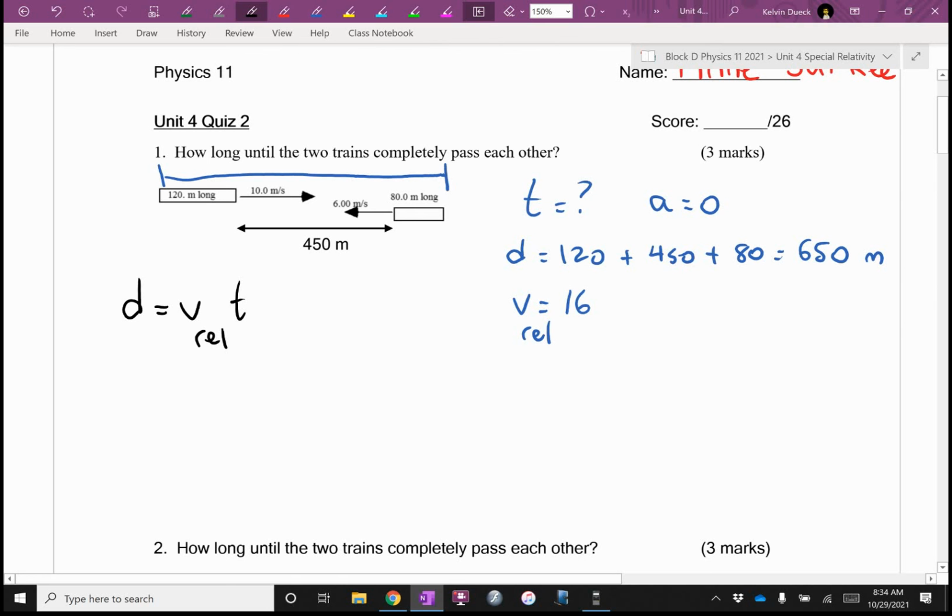What happened to the plus a half a t squared? a is 0. Why is it v_rel? Actually, we've got two objects moving. We're pretending one is standing still and the other one is actually the one moving at 16. So let's make a little note with the relative to remind us that we're doing that.